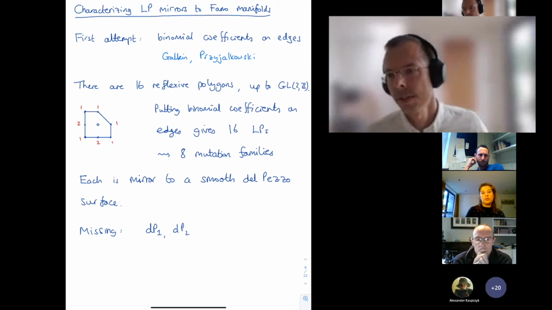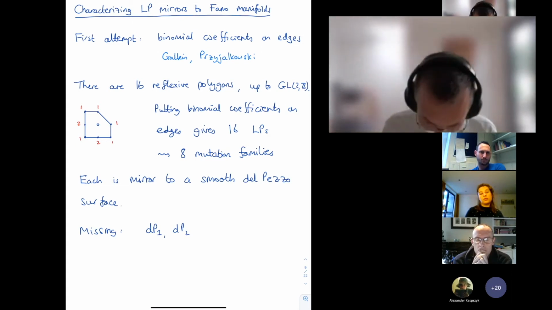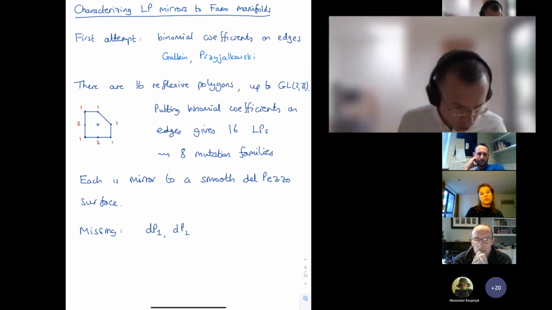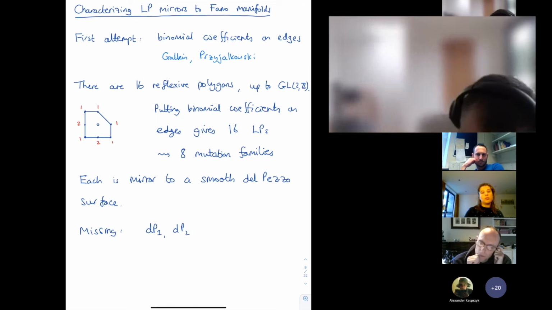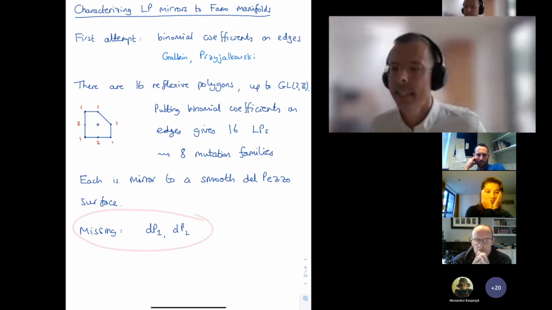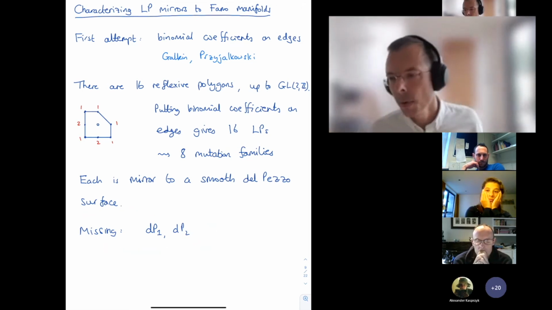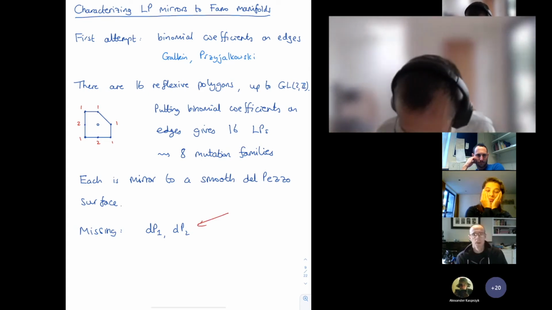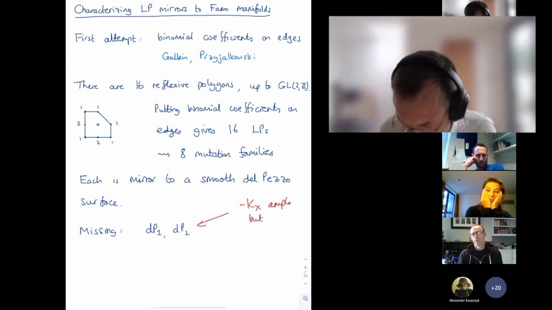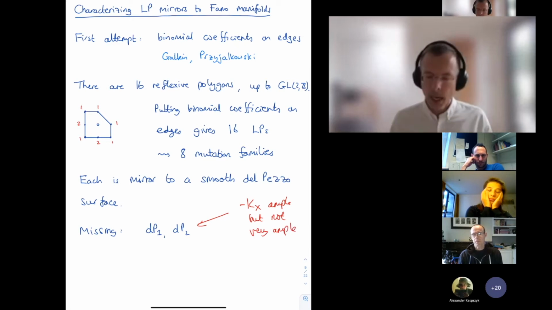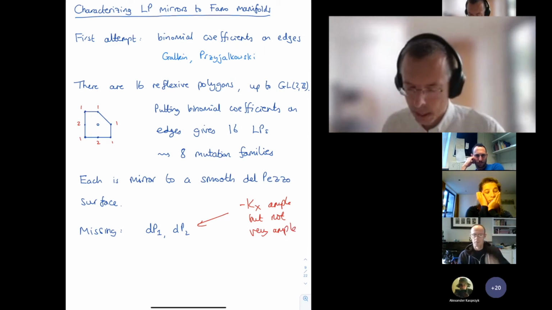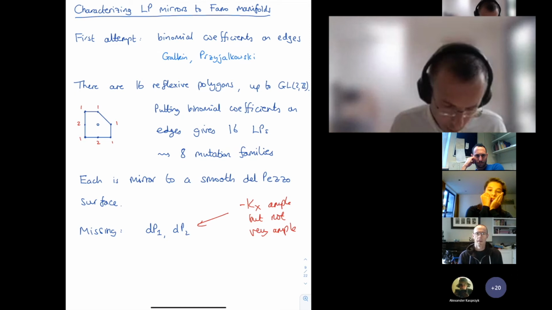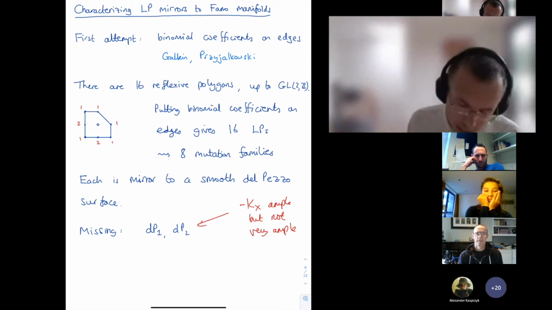So this is the first idea of a recipe. And for what it's worth, the 2 missing Del Pezzo surfaces here are dp1 and dp2. These are the Del Pezzo surfaces where minus kx is ample, but not very ample. And why is this relevant?